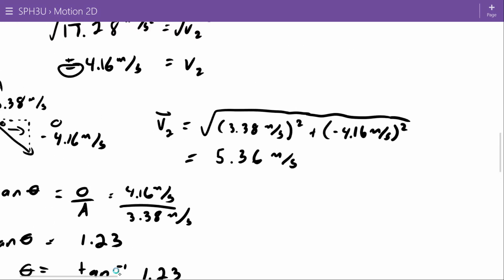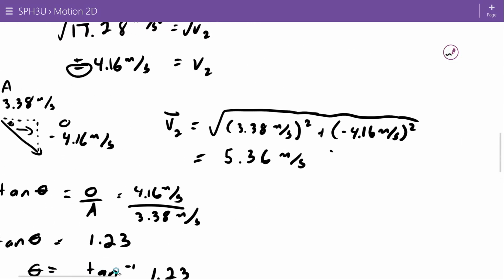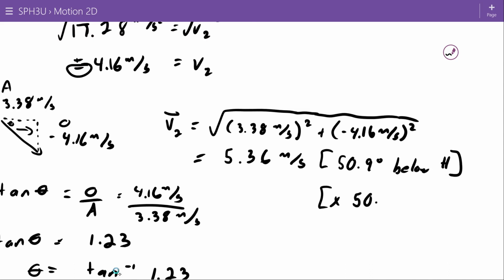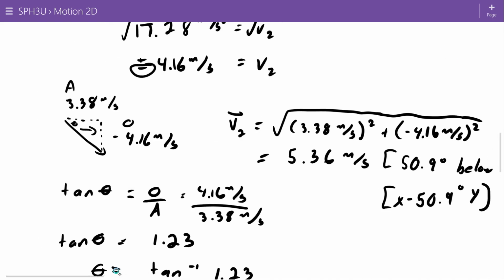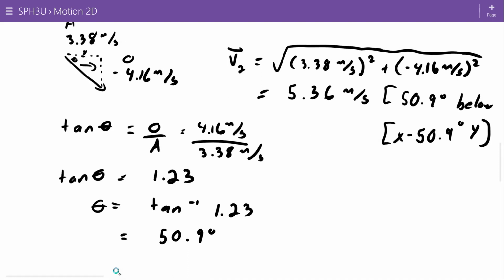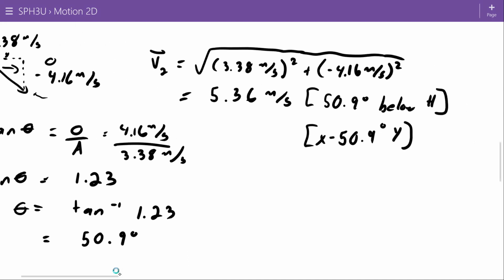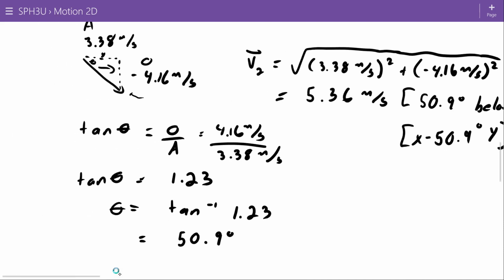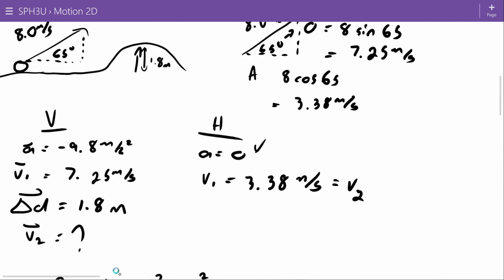So I get an angle of 50.9 degrees. Again, I can interpret that as 50.9 degrees below the horizontal, or if I want, I can say x negative 50.9 degrees y. So as I said, I started in the x direction, I went towards the negative y direction. That takes into account that negative, but it interprets it in a heading way that's just a little bit clearer, I hope. Okay, so that's the impact velocity.